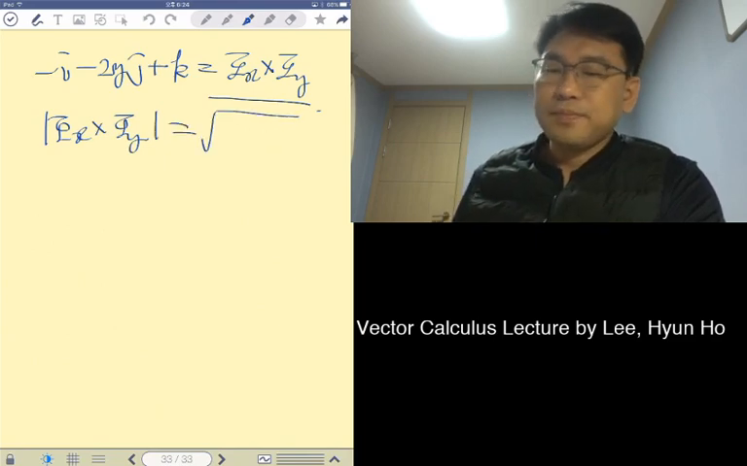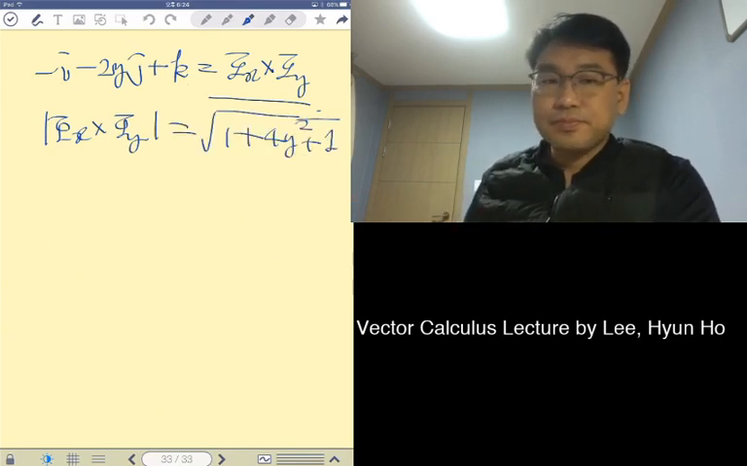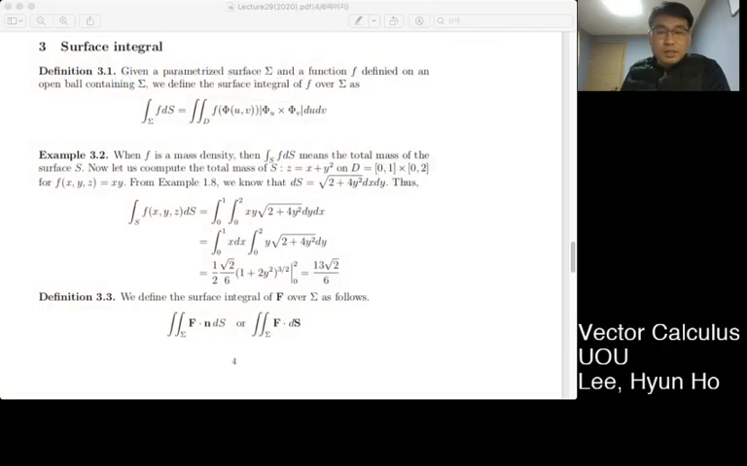So yeah, we have this. Let's come back to the computation. f(x,y) was just xy, so we have xy and the square root of 2 plus 4y squared as the rate of change times the rectangular area, dx dy or dy dx. By Fubini's theorem, both dx dy and dy dx are available.